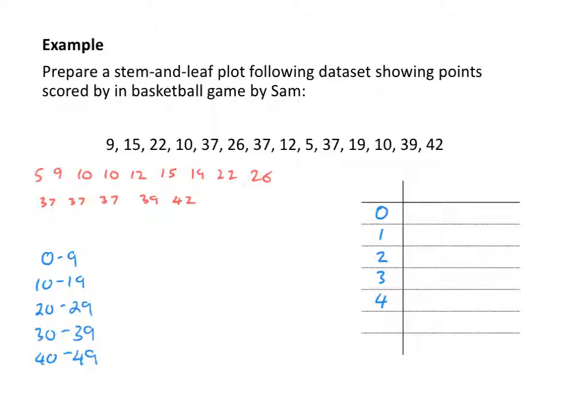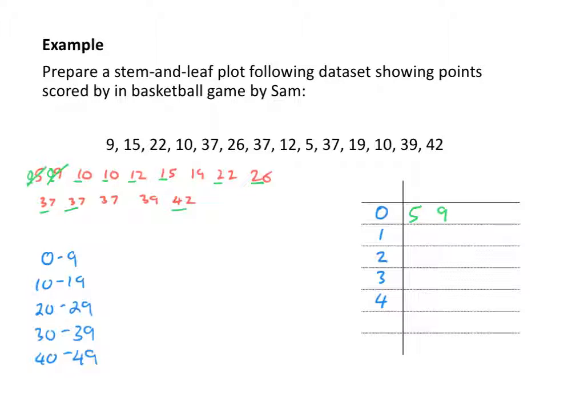Now to do that, I need to refer back to my original data set. All of these numbers consist of 2 digits. The first digit goes into the stem. So my 0, my 1s, my 2s, my 3s, and my 4s are in the stem. And the leaf goes the remaining second digit, and it needs to be done in ascending order. So in the zeros, I've got 5 and 9. So I place a 5 and a 9 in my leaf.